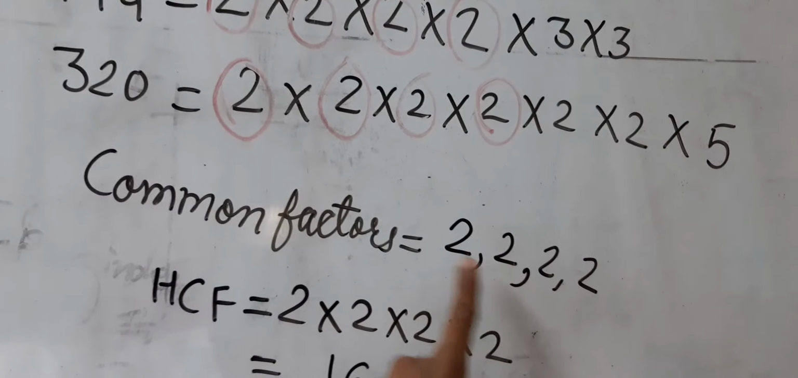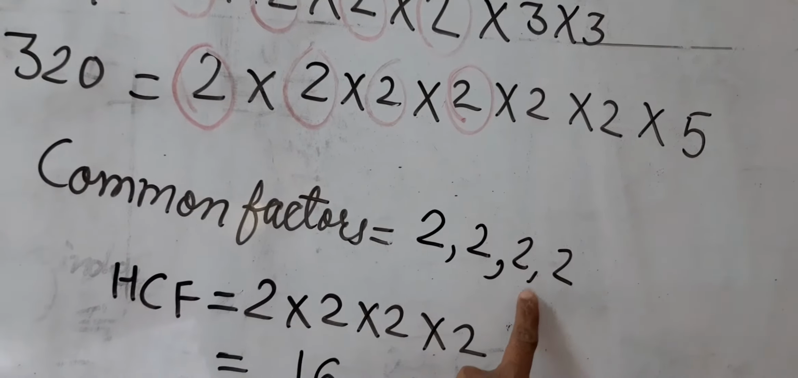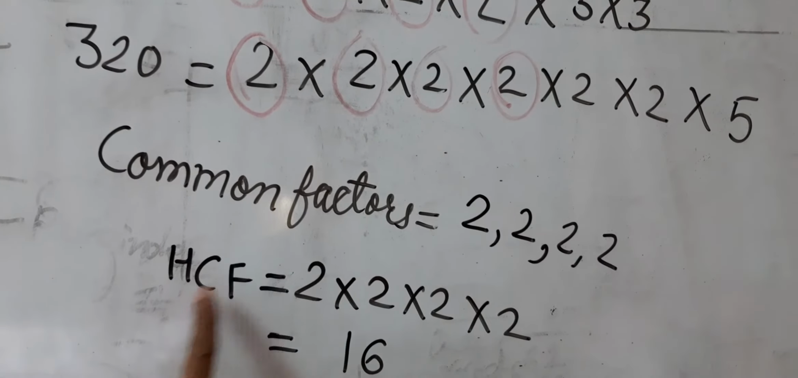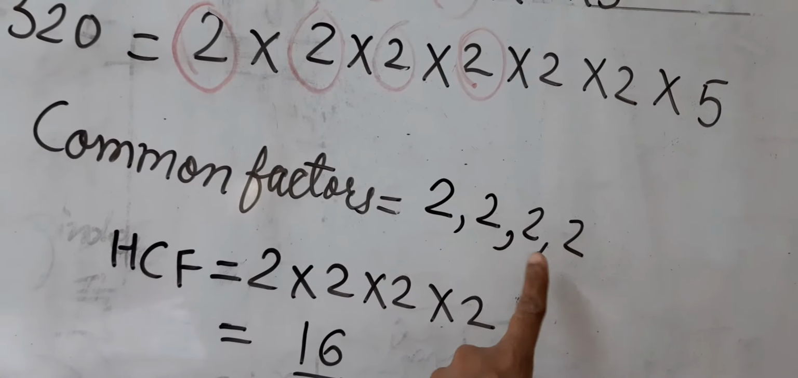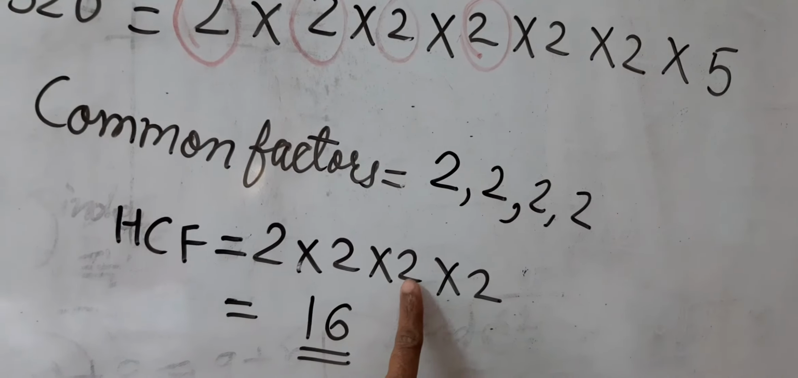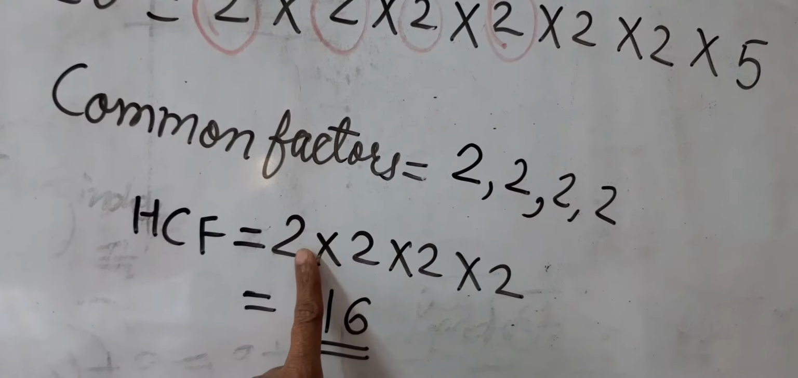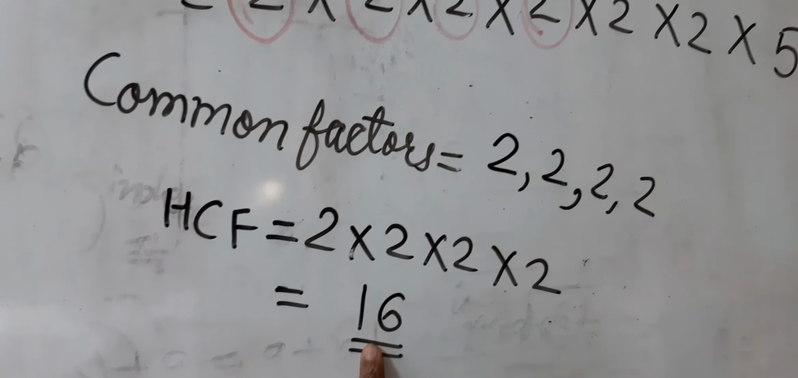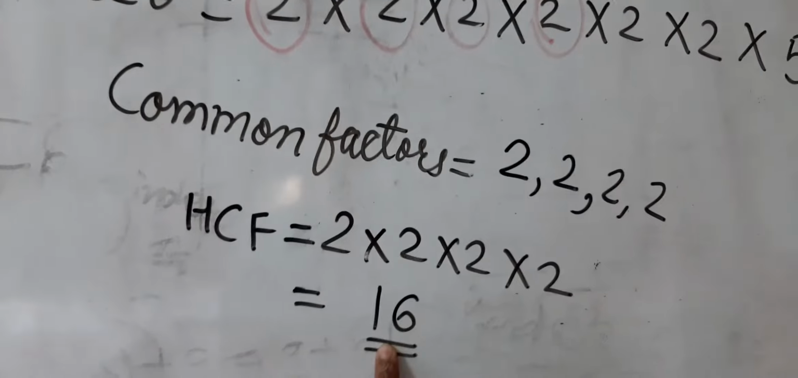After listing the common factors, for finding the highest common factor, we will multiply the common factors, like 2 into 2 into 2 into 2. So 2 twos are 4, 4 twos are 8 and 8 twos are 16. So the HCF of these two numbers will be 16.